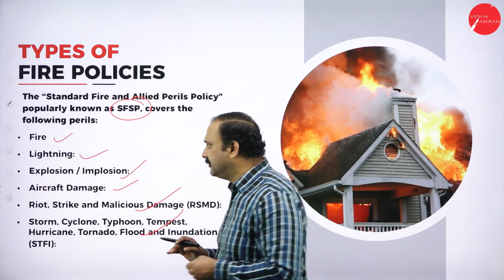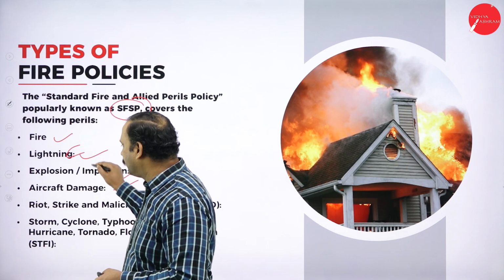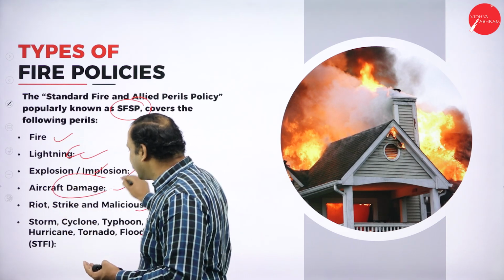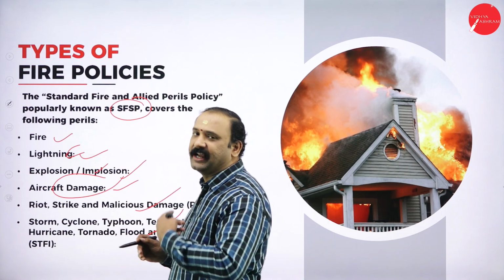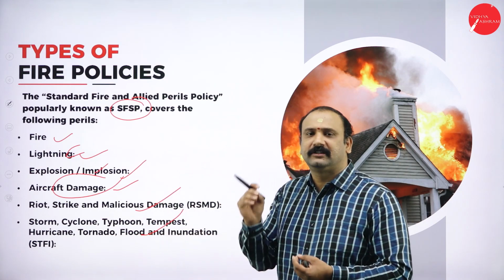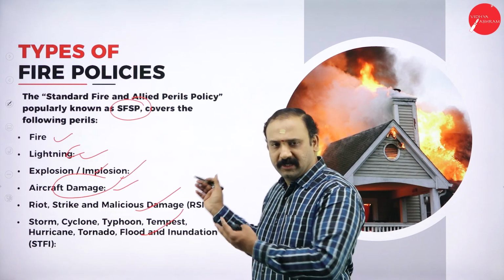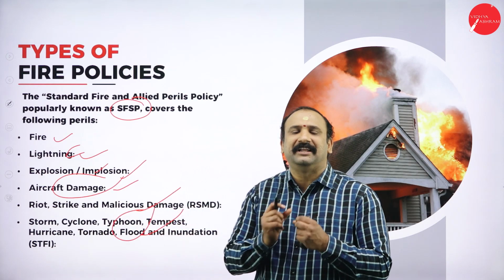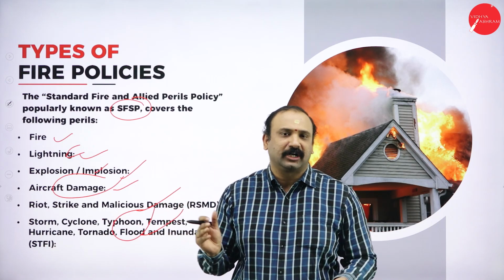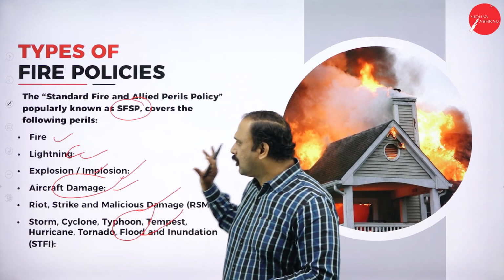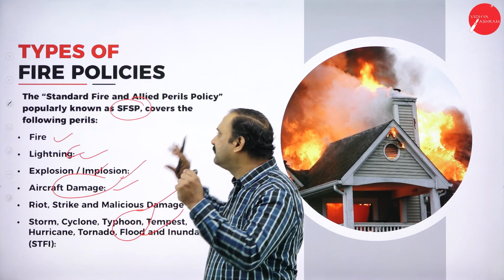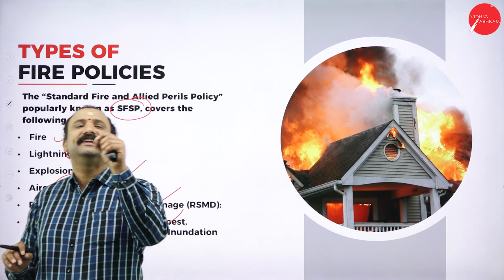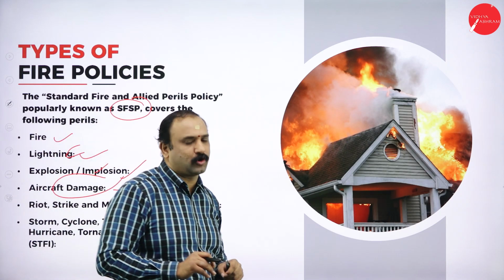So when we talk about fire, we mean fire happening from lightning, from explosion or implosion, from aircraft damage, from a riot or strike, anywhere they throw a fire on the property or on the house, or because of a cyclone or storm, any kind of activity by which the fire spreads across to the other zone. What we call this is the standard fire and allied perils policy, which means it's a standardized process that we are talking about.